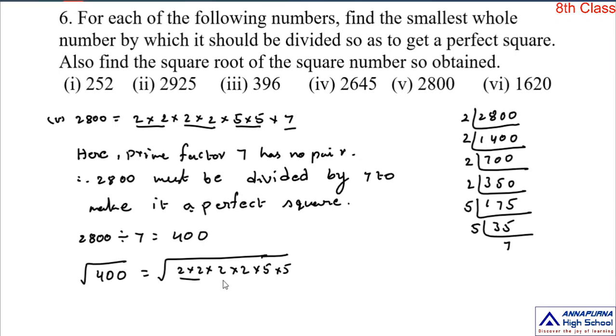Let us take the pairs. 2 into 2 one pair, 2 into 2 one pair, and 5 into 5 one pair. And let's take one factor from each pair: 2, 2, 5 and multiply them. 2 into 2 into 5 is equal to 20. So 20 is the square root of 400. Okay, so in the same way do the remaining all.